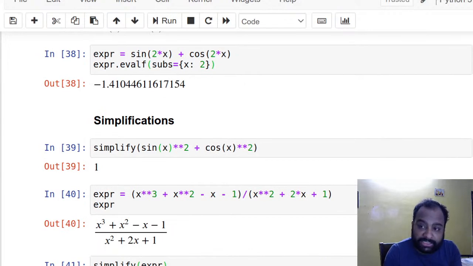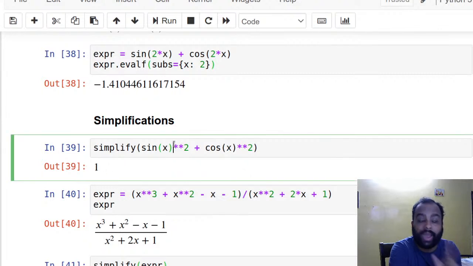If it is saying 1.0, then it is evaluating. But if it is saying 1, it is showing you an identity after simplification. There is a difference here, right?